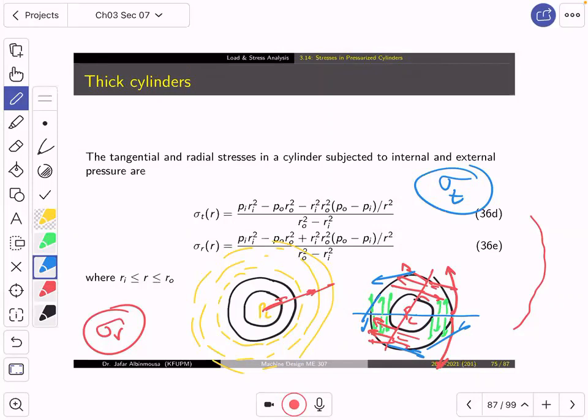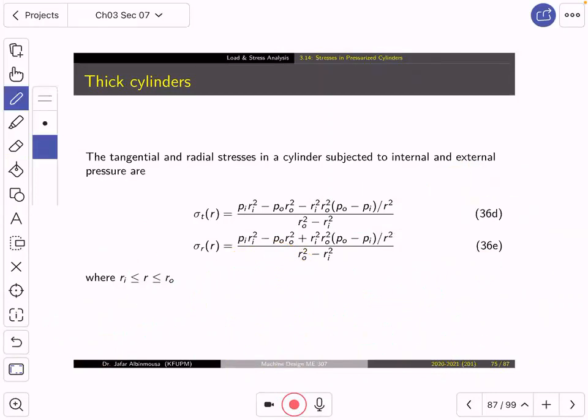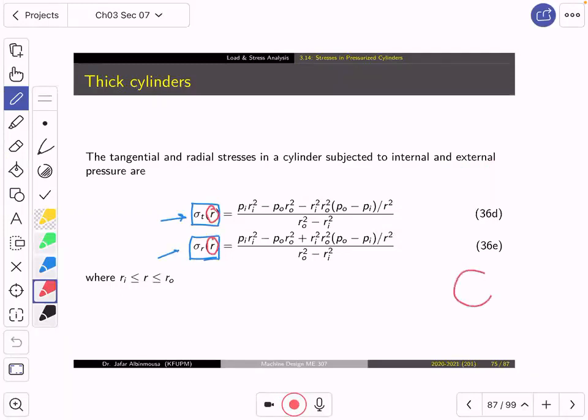Look at these two equations. The first one, for a thick-walled cylinder, is the sigma T. The second one is sigma R, and both of them are functions of R. Why R, ya shabab? Because what does this equation tell you? It tells you the stress that happens here, but we don't know where. Is it this? Is it this? Is it this? You choose.